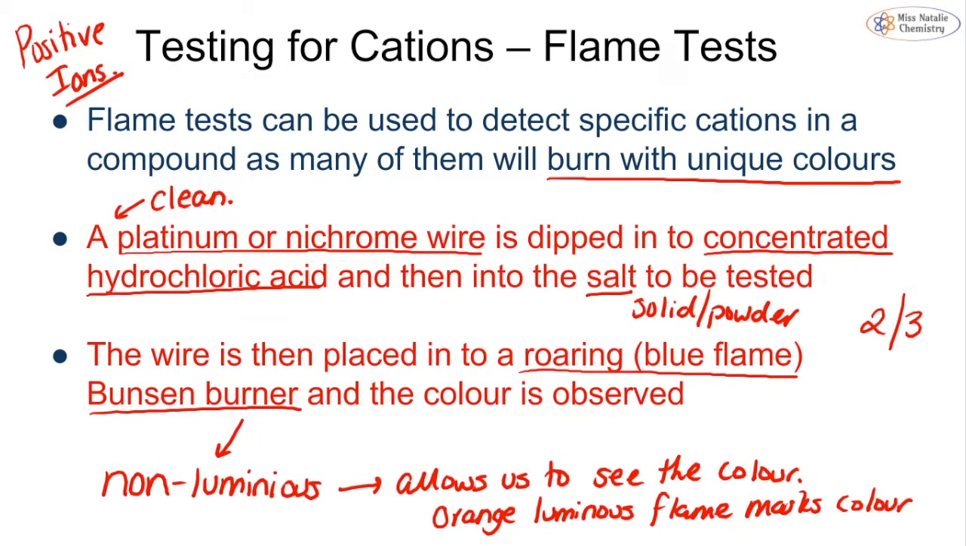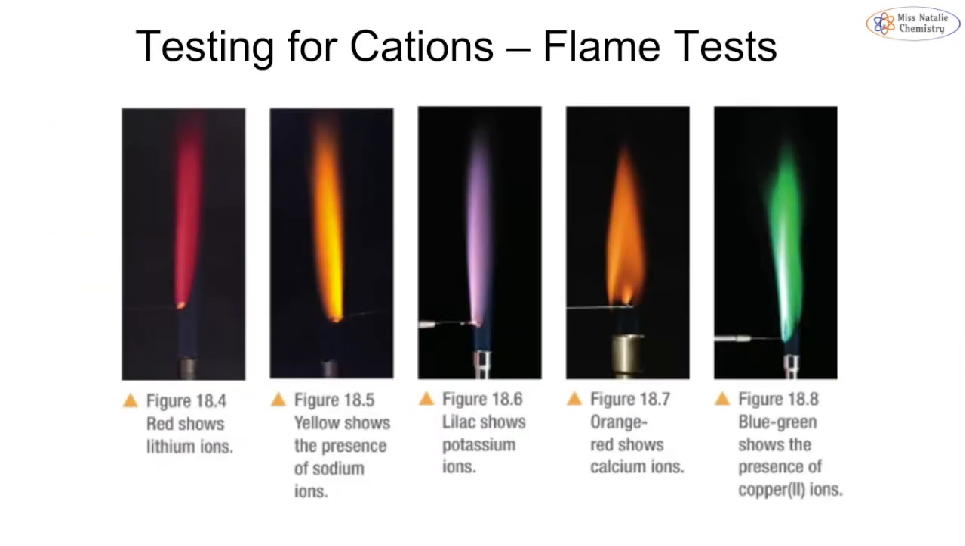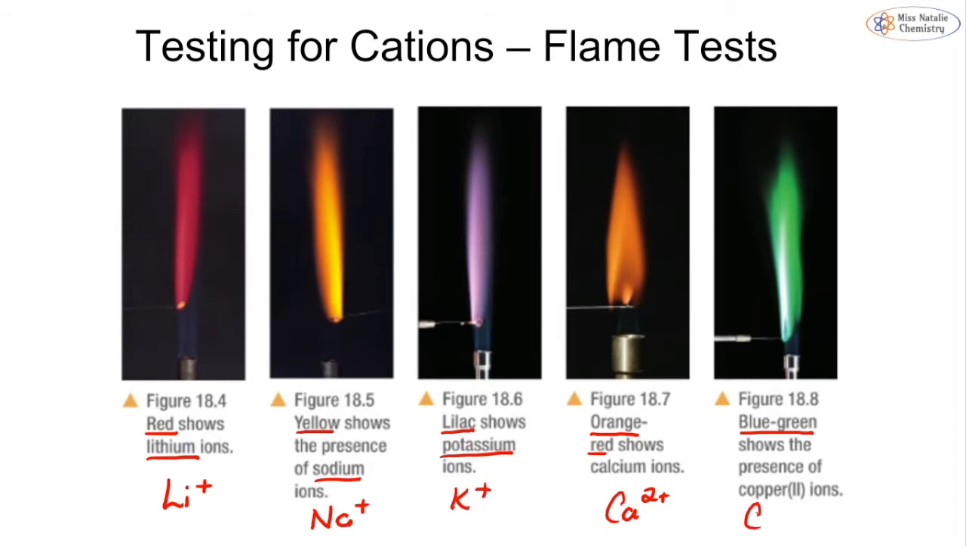Okay, again, that's a very common exam question, so please make sure that you do remember that. So the colours that you have to know are red for lithium ions, yellow for sodium ions, lilac for potassium ions. Notice that it is lilac and not purple. They're very specific. It has to be lilac. An orange-red colour is for calcium, and a blue-green colour is for copper. Those are the 5 that you have to know. So please make sure that you do memorise what they look like and what the colours are.